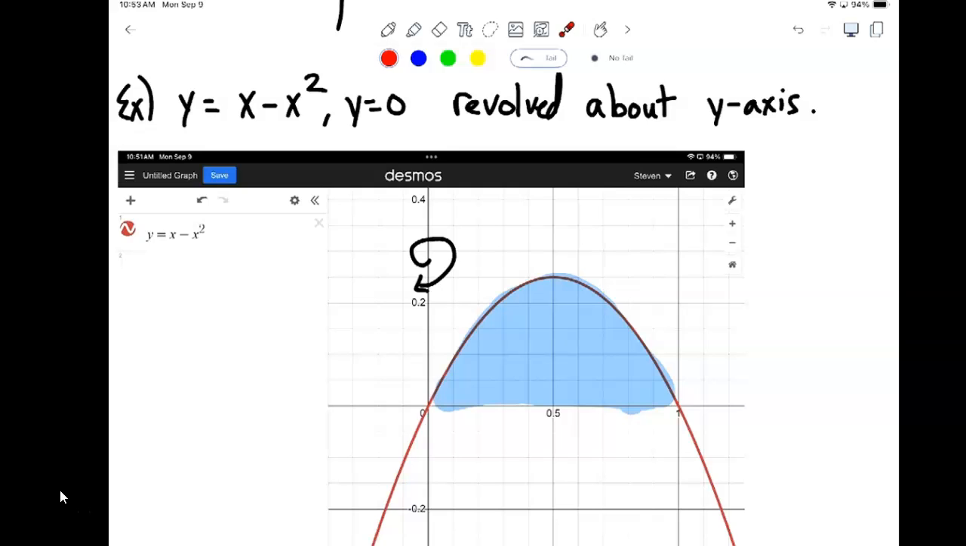But the problem is, if we tried to do this with washers, then we'd have to run perpendicular to the y-axis, and we would be looking at the difference between one wing of this parabola and the other wing. That would mean we'd have to solve the equation. It would involve the quadratic formula. It would be a little messy. So instead, we're going to use shells.